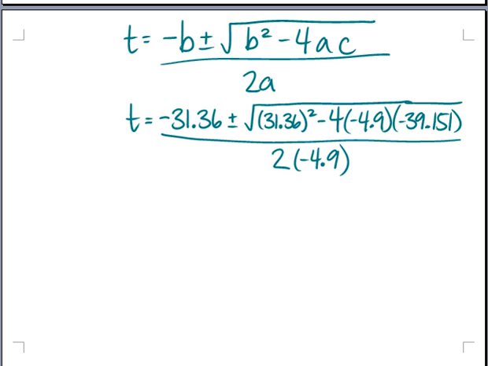So what we need to do is I would recommend tackling this part first. Maybe not even with the square root, just the stuff underneath the square root sign. That's called the discriminant. You may recall that from math. And if we can type that into our calculator in one shot, then it's going to simplify it for us and make this look way less scary. So negative 31.36 plus or minus the square root of.